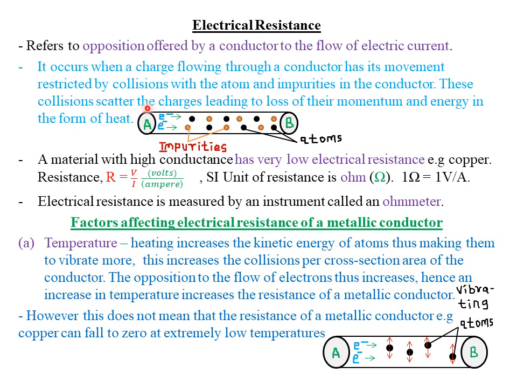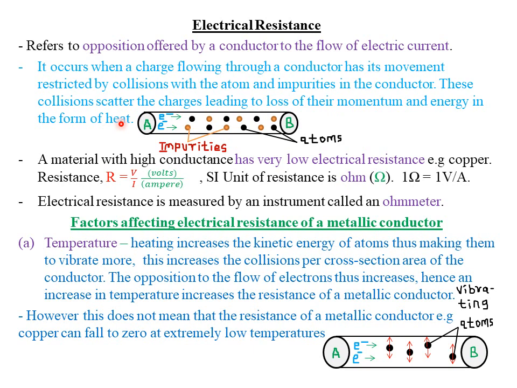So the collisions scatter the charges, leading to their loss of momentum, that is, their velocity is reduced. Remember, mass times velocity is the definition of momentum. So as the electrons collide with the atoms and impurities, their momentum is reduced because their velocity of movement is also reduced. And as they collide, it also leads to loss of energy in the form of heat.